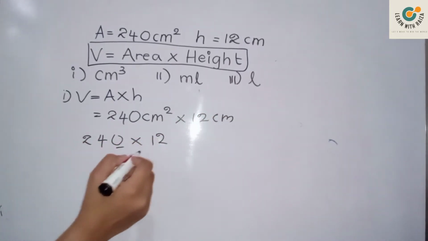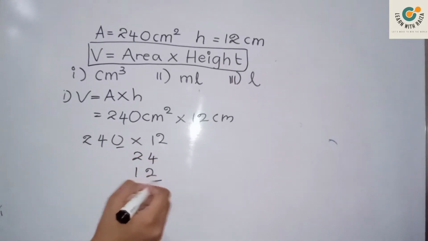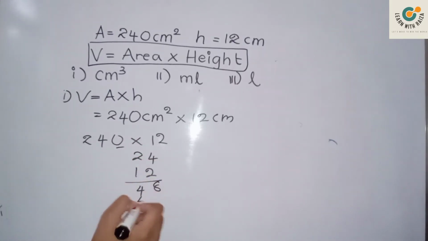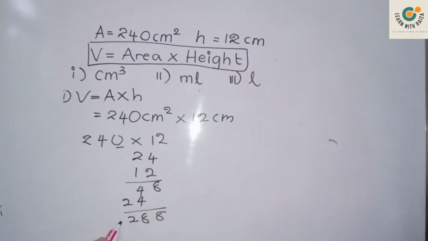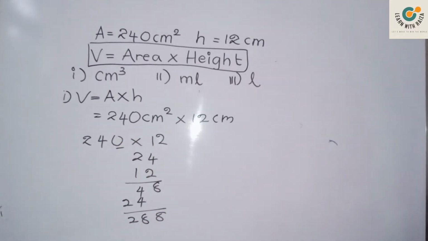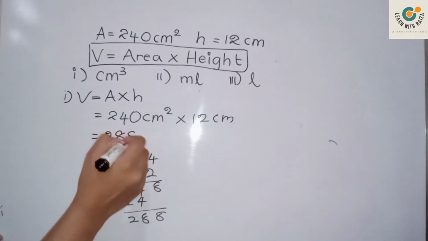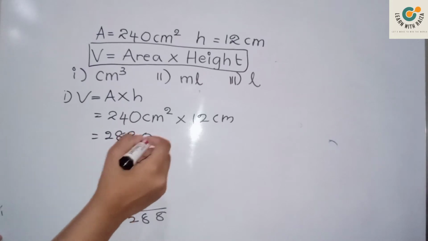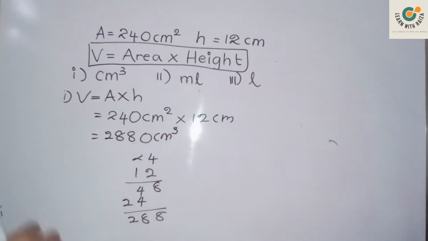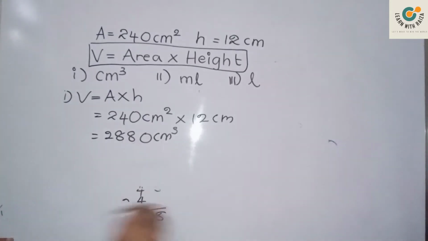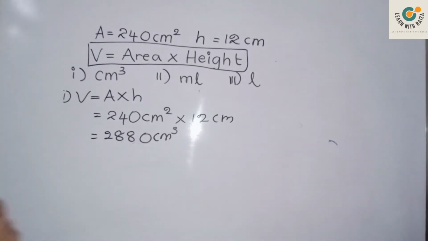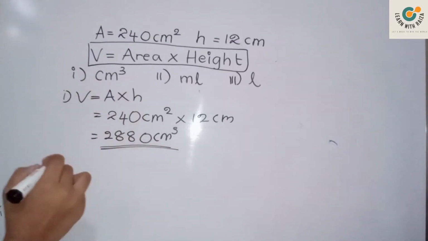Forget the 0 for a while and multiply 24 by 12. Then you get the answer as 288. So 288 is in cubic centimeters. This 288 is the answer, and we have to write it as 2880, that 0 which we skipped here. The answer will come in cubic centimeters. So always remember that for volume your unit will be cubic centimeters, cubic meters or cubic millimeters. This is the volume. Now let's find it in milliliters.